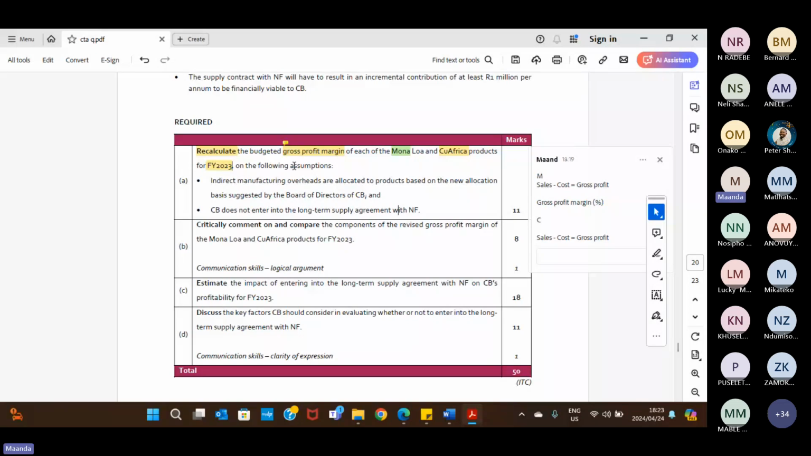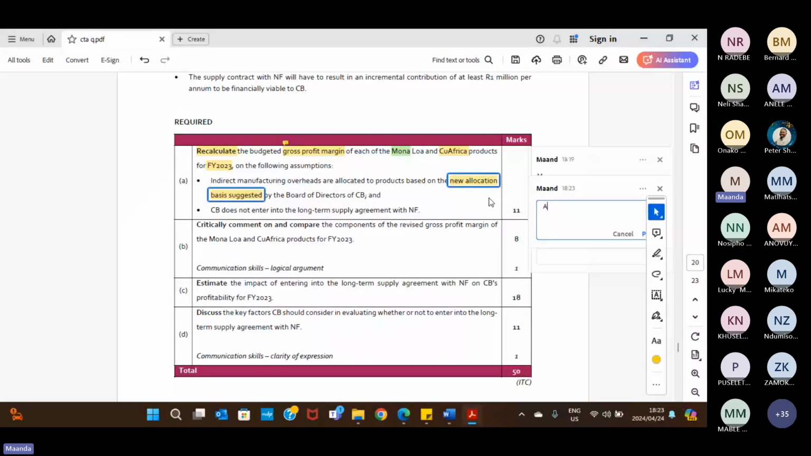And then they gave me the year, which is 2023. So that's fine. And then there are now assumptions. So I don't stop there. I have to read everything. So the assumption is that indirect manufacturing overheads are allocated to products based on the new allocation basis suggested by the board. So now I know that when I'm reading, there's a new allocation basis, right? And this was the ABC. So you'll see when you go through it, it was the ABC.